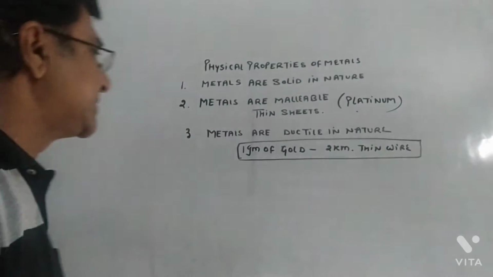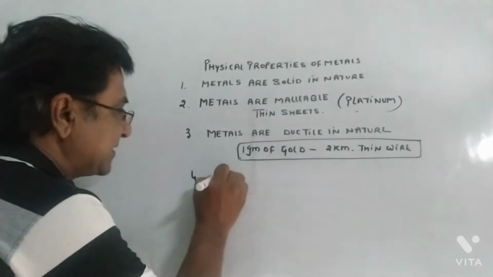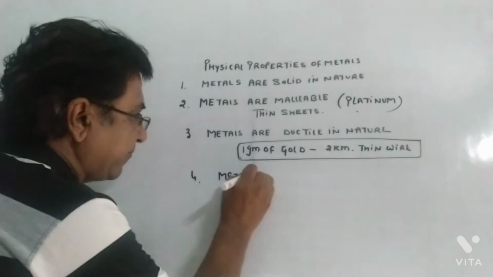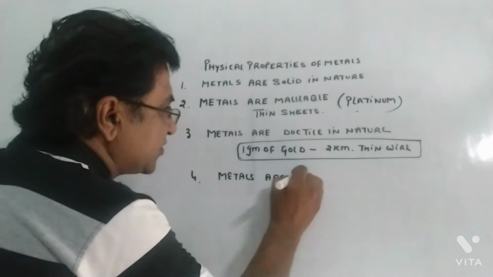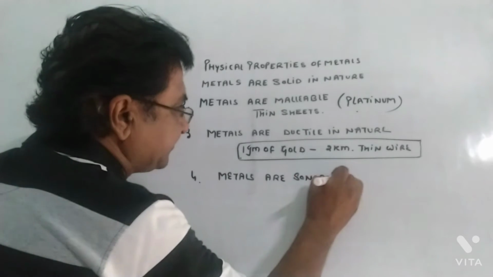Metals are sonorous in nature. The fourth property is metals are sonorous in nature.